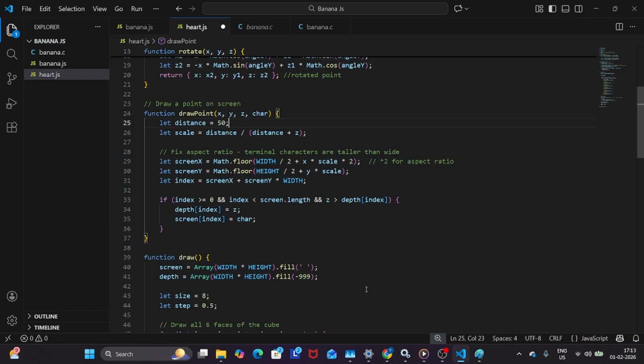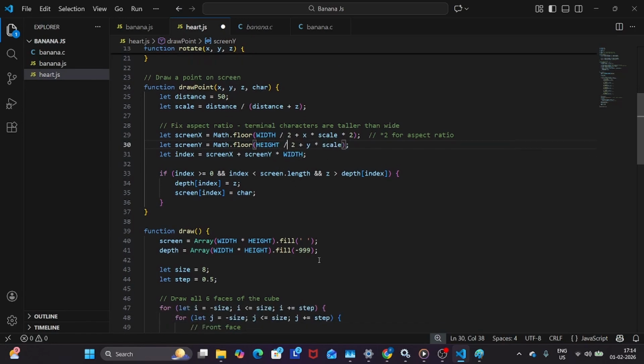Think of it like a Rubik's cube: a Rubik's cube sticker is a single character in a terminal. That's the way I'm using the Rubik's cube, because it is the best example for explaining this. The terminal is flat, so we use math to make 3D look 3D. Every frame we call this for thousands of points to draw the whole cube.